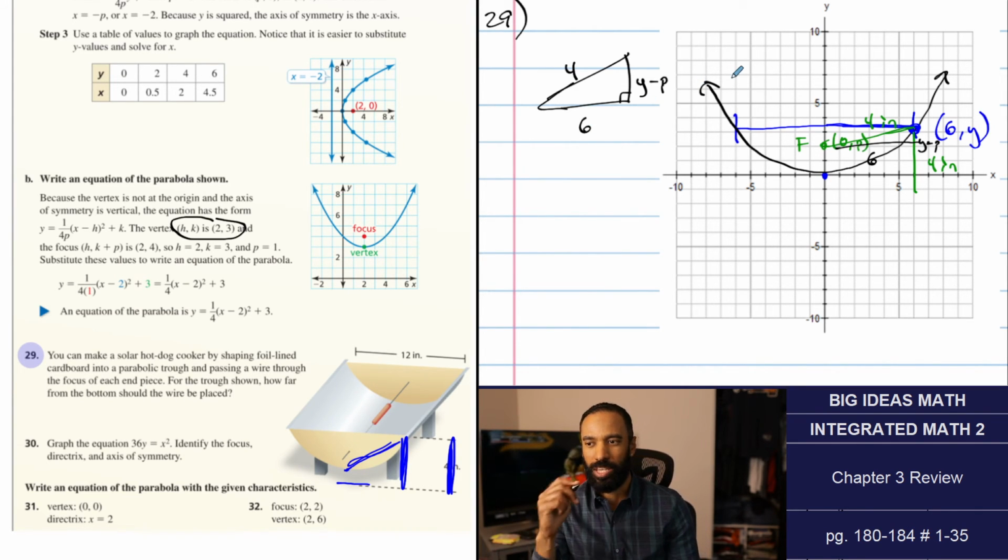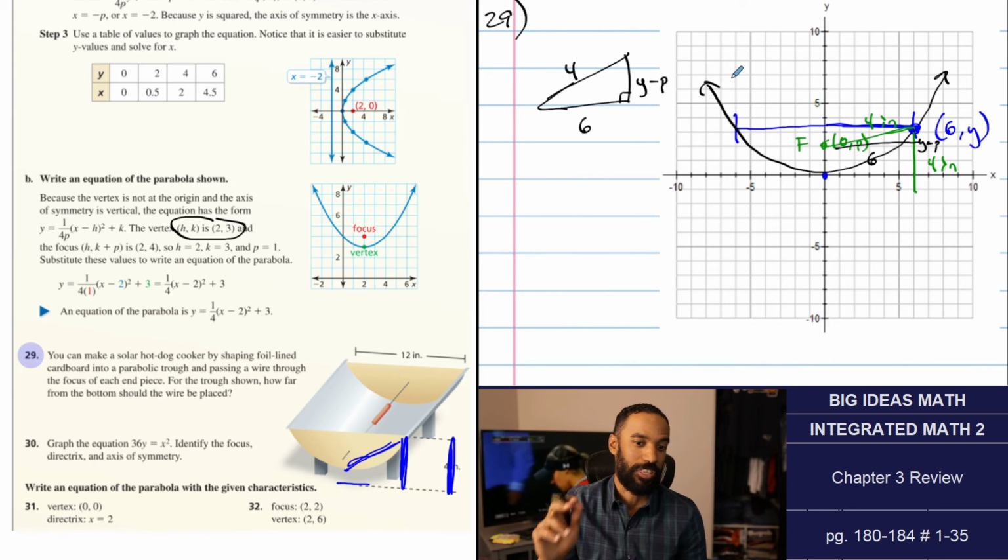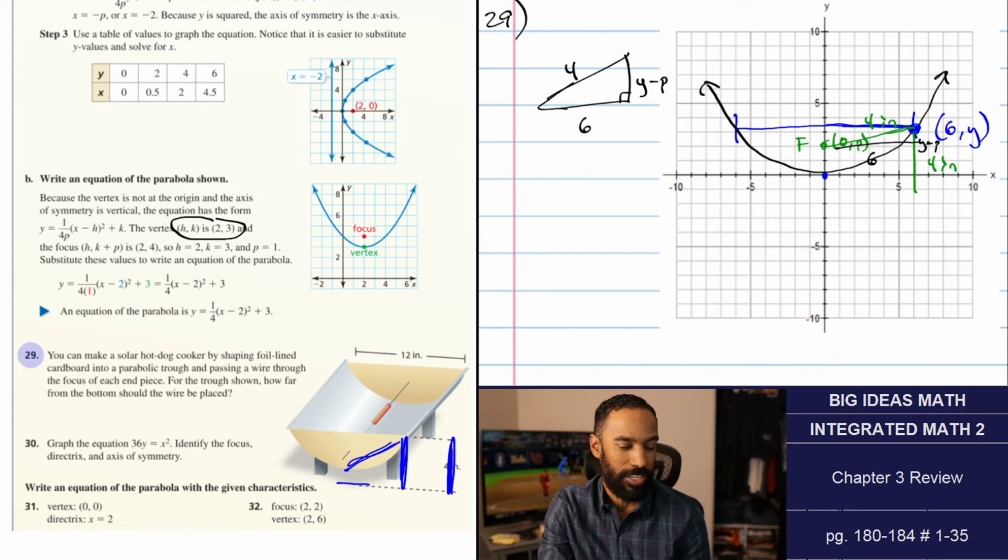Wait, that still doesn't make sense. Huh. I think I've got to pause and think about this problem. I think I'm misconstruing what it is that I'm seeing here, especially on this dotted line. Let me think about this for a moment.